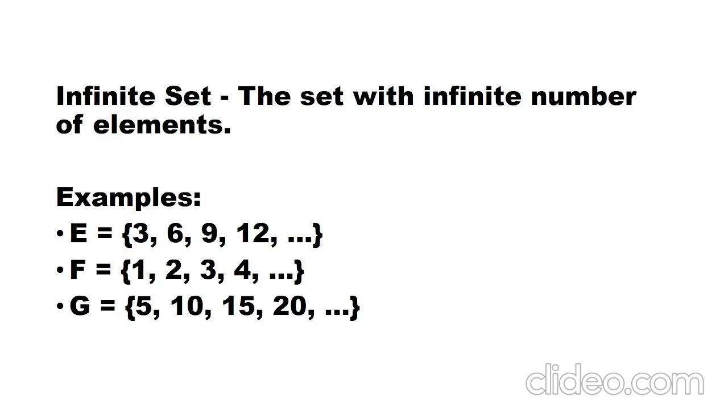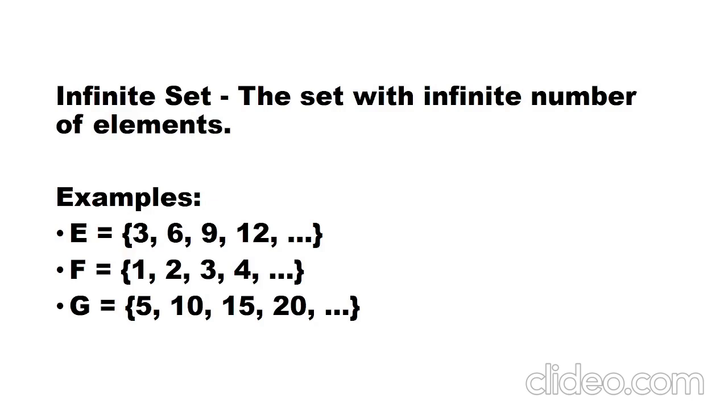Set E is equal to 3, 6, 9, 12, dot, dot, dot. The ellipsis means that it goes on infinitely. Although this is a sequence of multiples of 3: 3, 6, 9, 12, 15, 18, and so on, we still don't know what would be the largest multiple of 3. Hindi natin alam yun kung ano yung pinakamalaki. So, it is an infinite set.